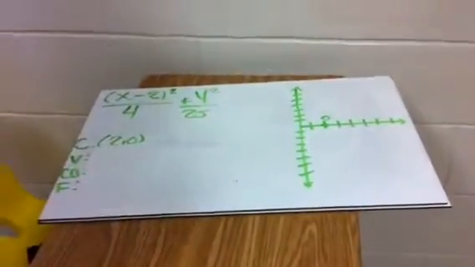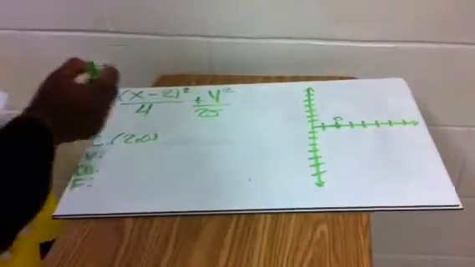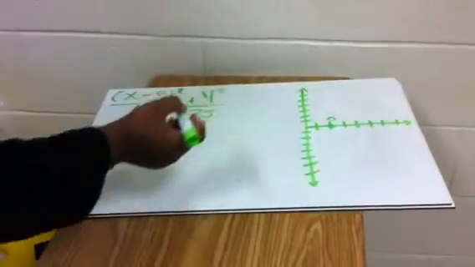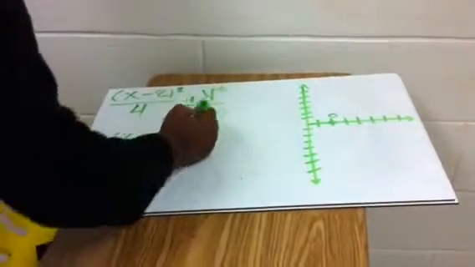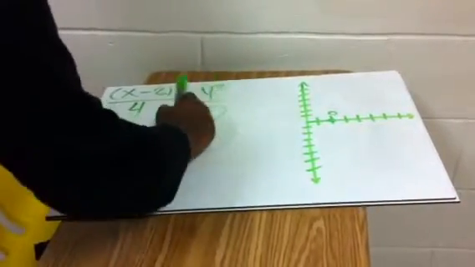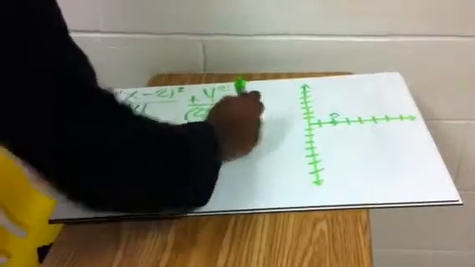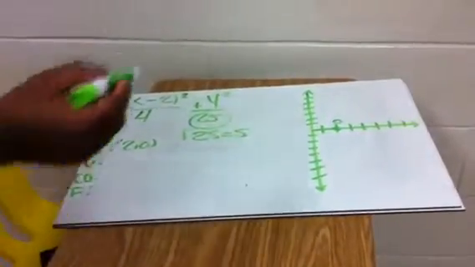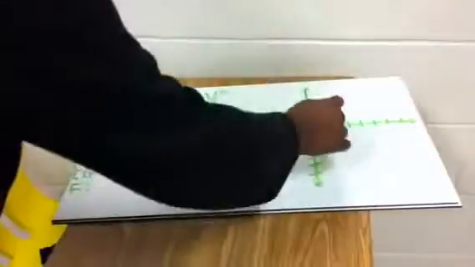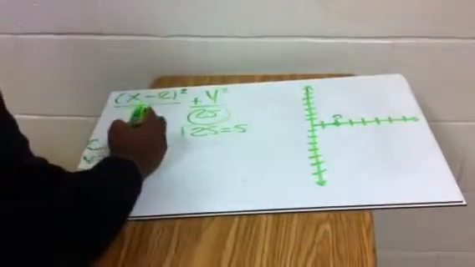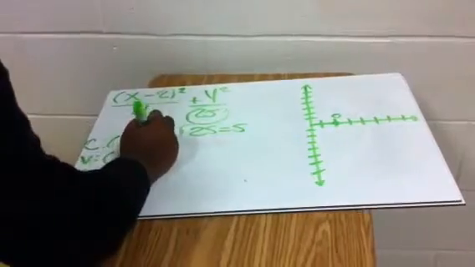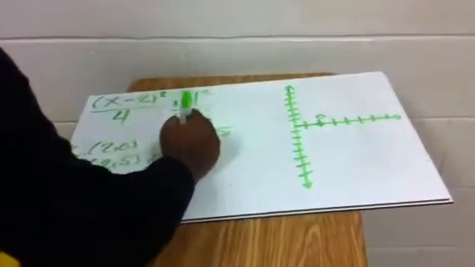After you find your center point, you find your vertices. And to find your vertices, you take the square root of the larger number, which is 25. The square root of 25 equals 5. And your vertices go right along with your center point. So, with that being said, your vertices are 2, 5, 2, negative 5.